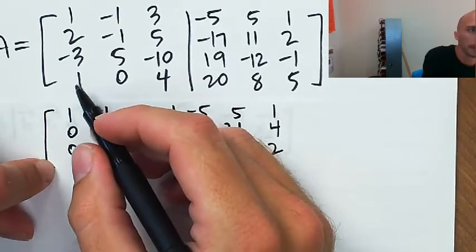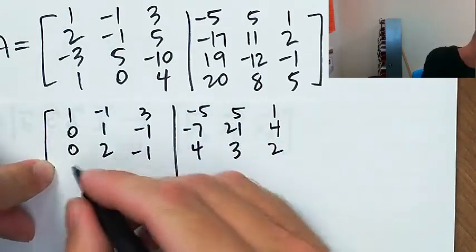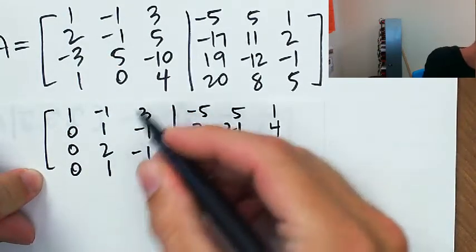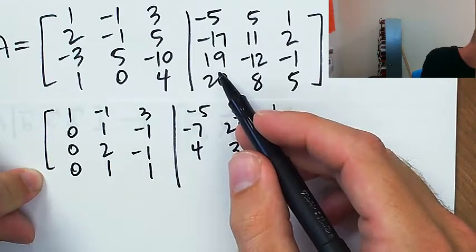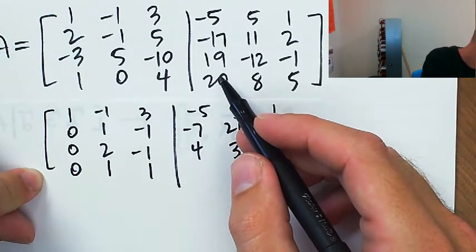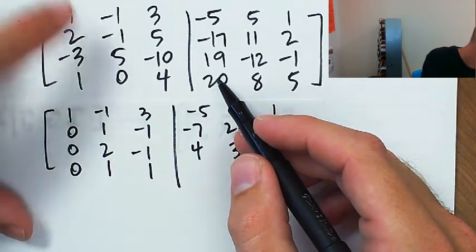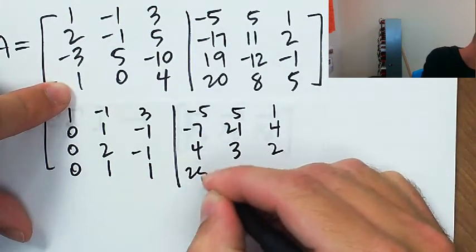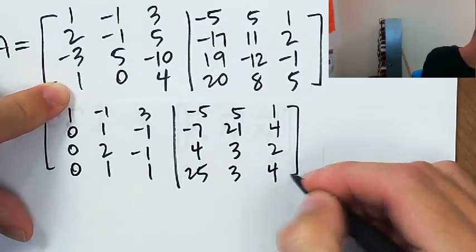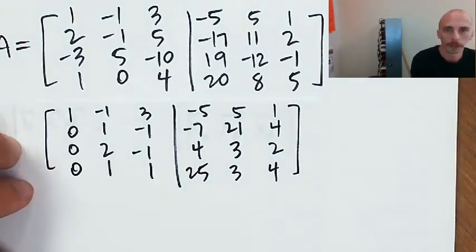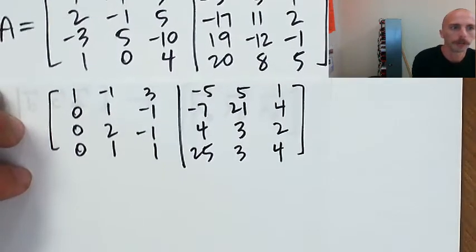Then down here, I'm going to subtract row 1. So 1 minus 1, 0 minus -1, 4 minus 3. Okay, what's going to happen over here? Okay, I'm subtracting the top row. So 20 minus -5, 8 minus 5, 5 minus 1. Okay. I've cleared up the first column. Just need to do 2 more columns.